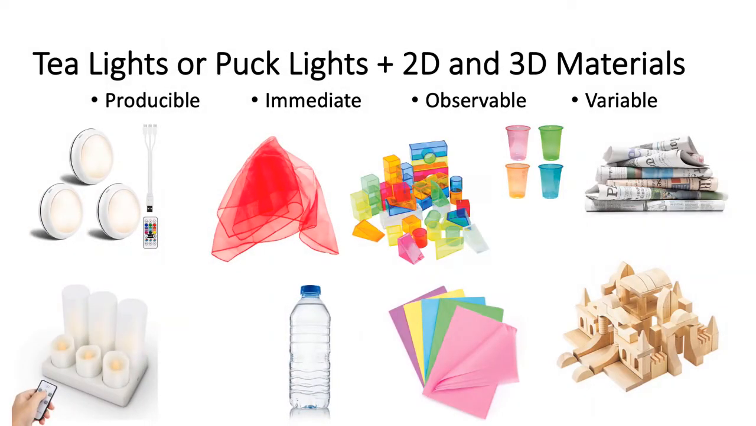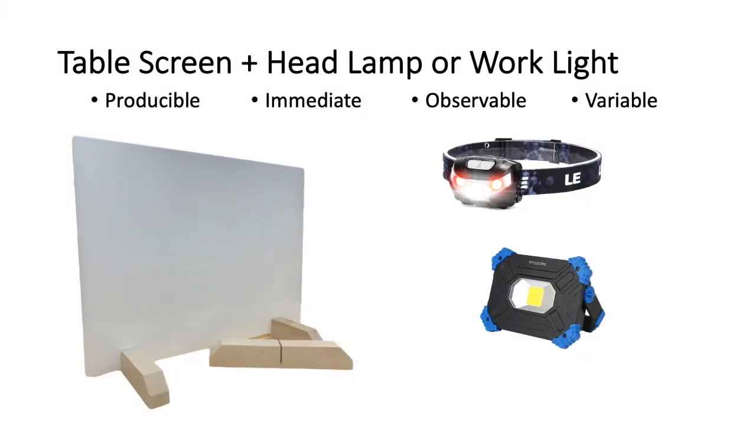We can offer rechargeable LED puck lights or tea lights and 2-dimensional and 3-dimensional materials. Children can produce an action by mixing materials with these light sources and immediately observe the results. Many children design and engineer structures with light features. When we offer a tabletop screen and a headlamp or work light, the children can select their own materials to put between the screen and the light. They can immediately observe the image on the screen and vary the position of the material and observe the image grow or shrink. Or they may engineer materials to create puppets with smiles and green eyes.